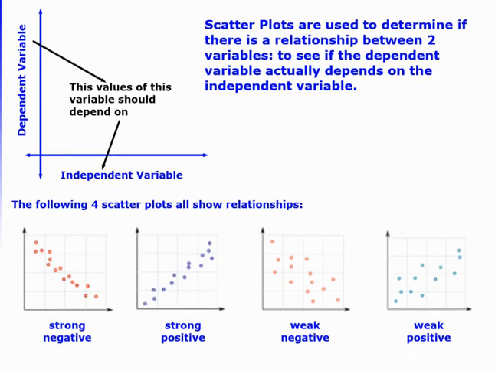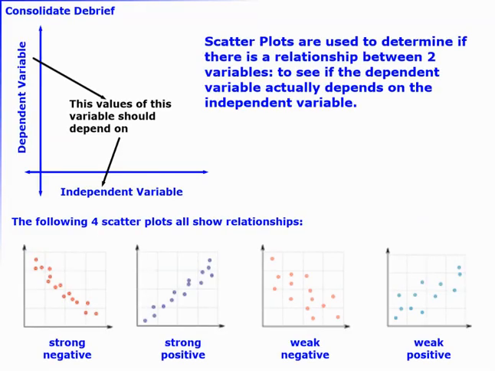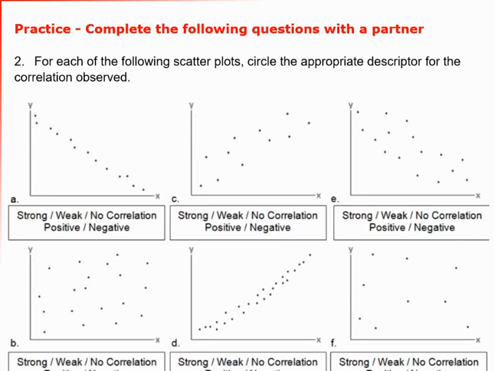What else? We have different correlations. We have a strong negative, strong positive, weak negative, weak positive. This scatter plot shows no relationship. So that sort of summarizes it all. And that's all you have to do for this. So all these nice practice questions.